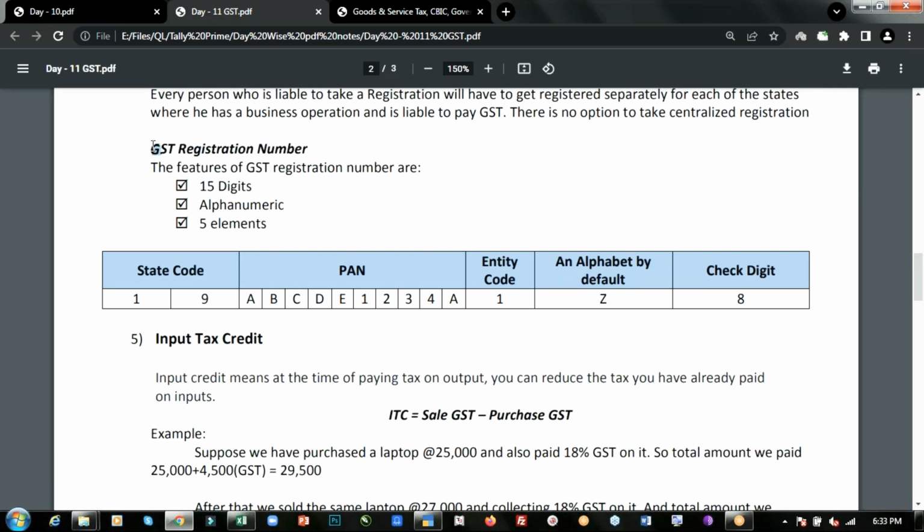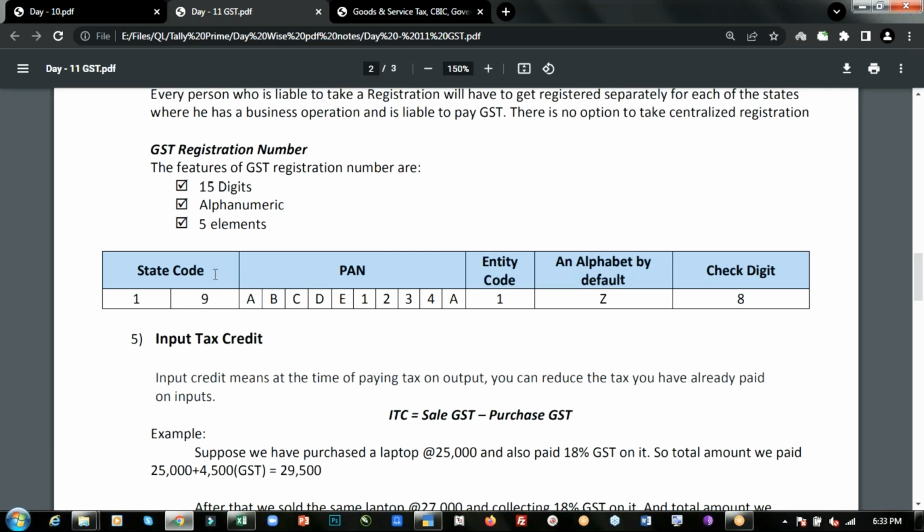Now the GST registration number. When we get registered, we will get a registration number. That registration number is a 15-digit alphanumeric number, and it contains 5 elements. For example, the first element is the state code, then the PAN number, then an entity code, then an alphabet, and then a check digit.